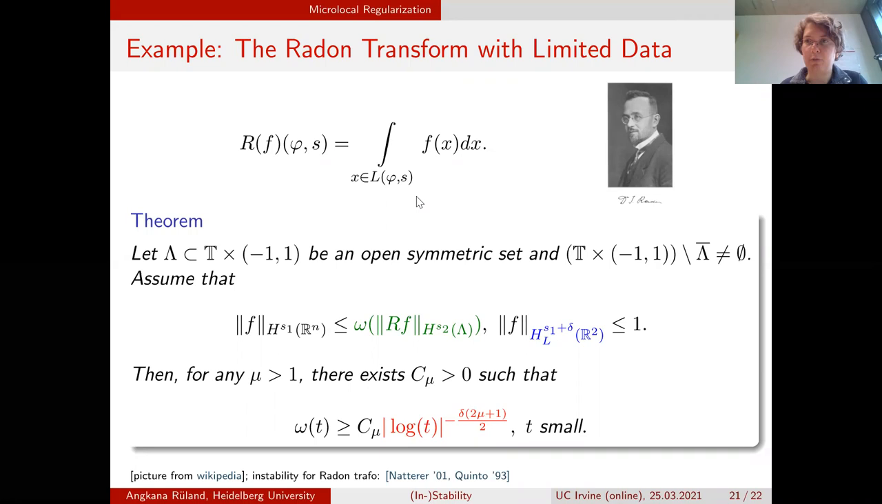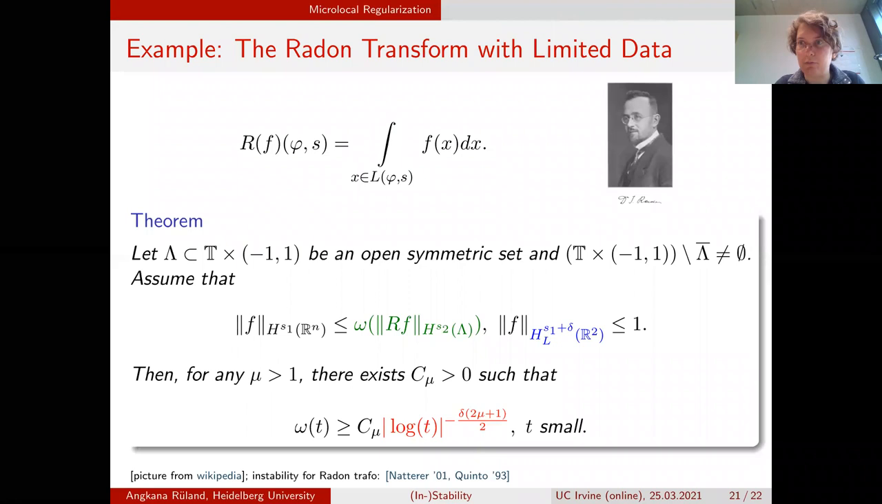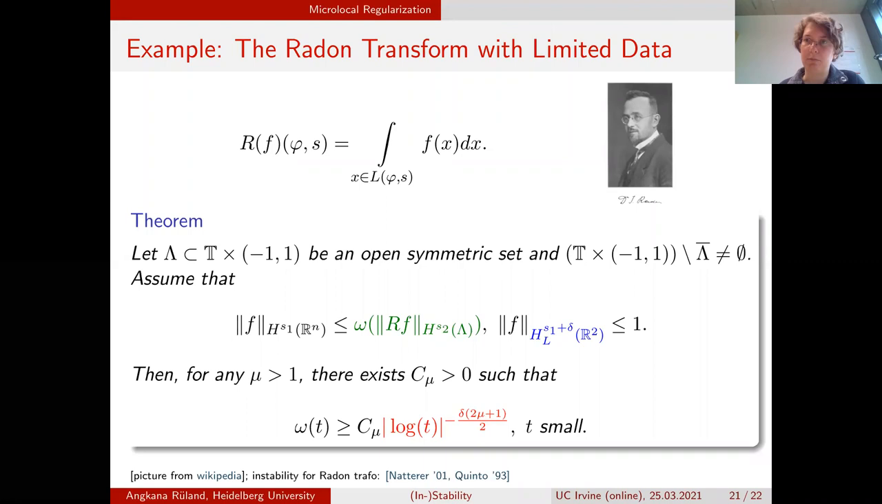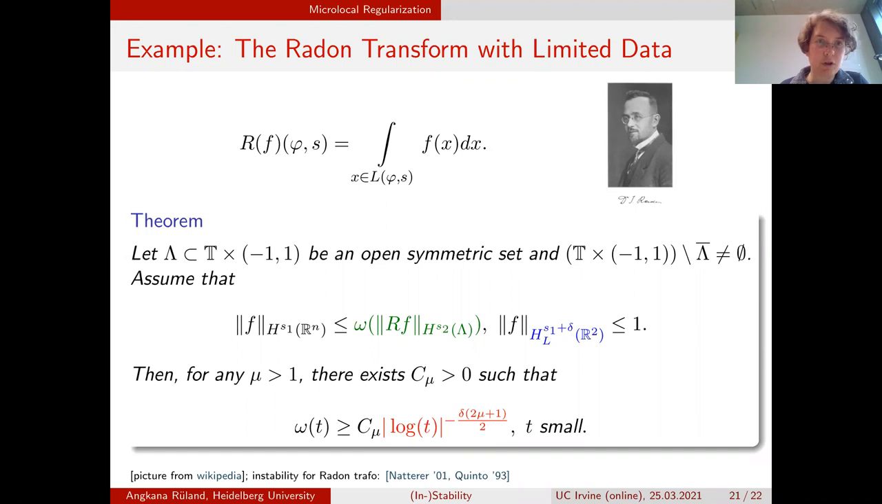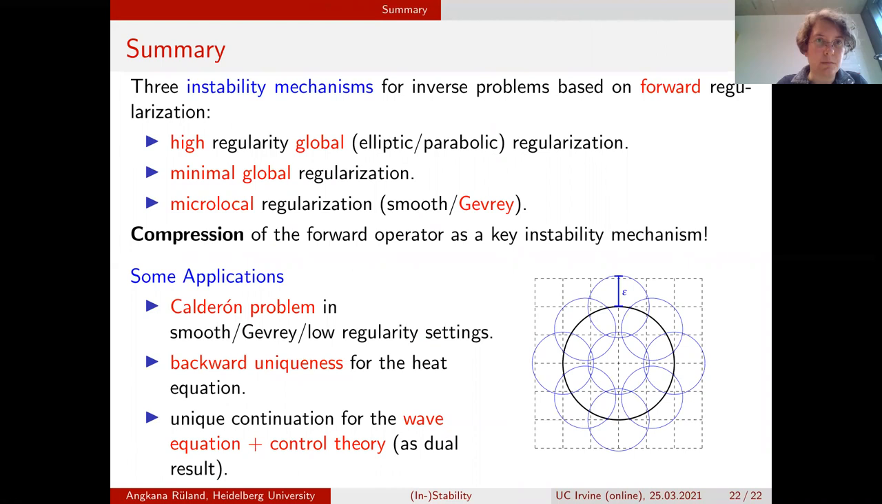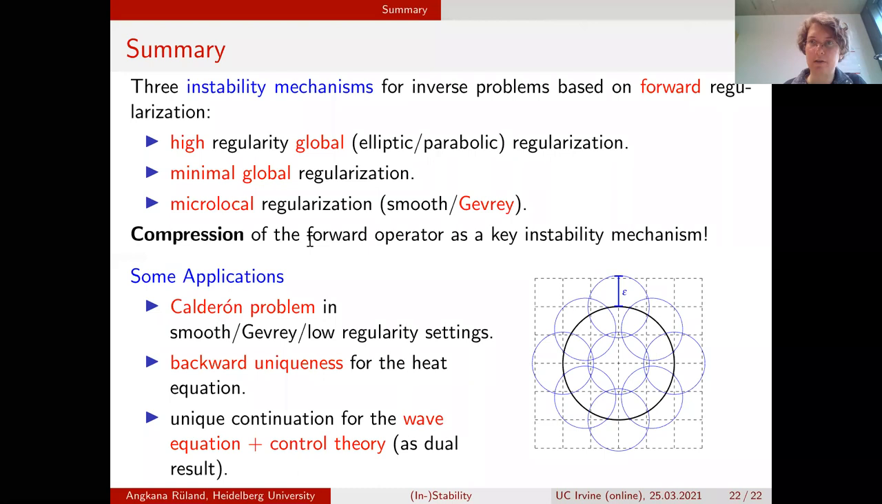And of course, what's the idea here? The idea is just to write down the Radon transform as an oscillatory integral. One thus understands very well how singularities propagate, and simply applies the previous framework in this setting. Okay, but let me not go too much into the details of this, but instead summarize. So I tried to convey three instability mechanisms, all based on compression properties of the forward operator. So we only have to analyze the forward operator.